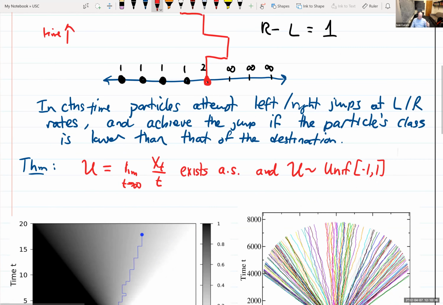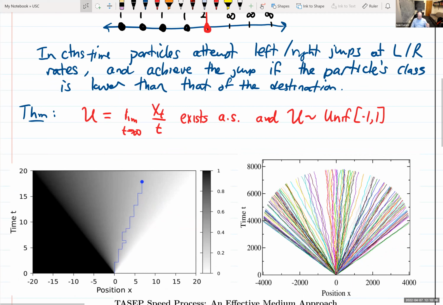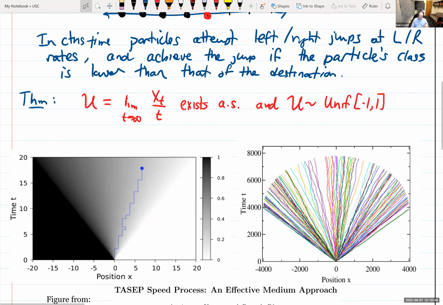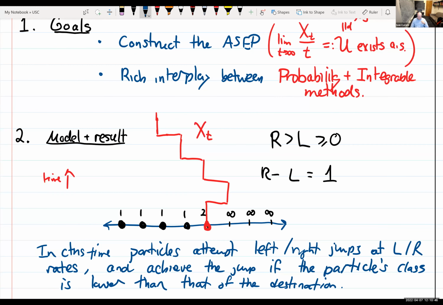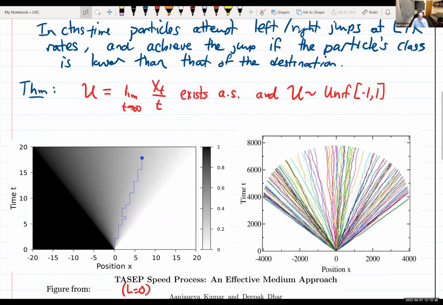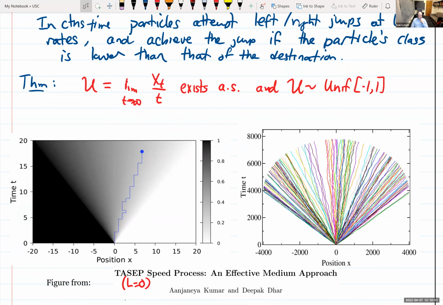So this is the picture by which to understand this. On the left, this is actually in the case of TASEP. TASEP is when L equals 0. These pictures are representing that, but the same phenomenon, as we prove, occurs for general L.